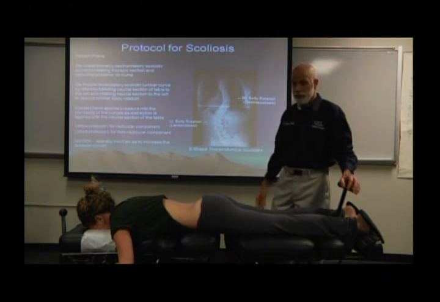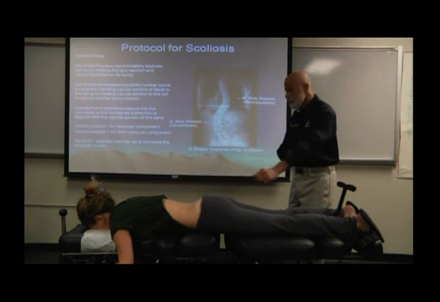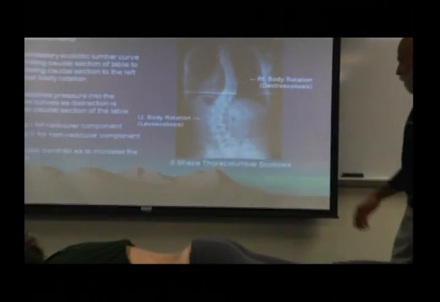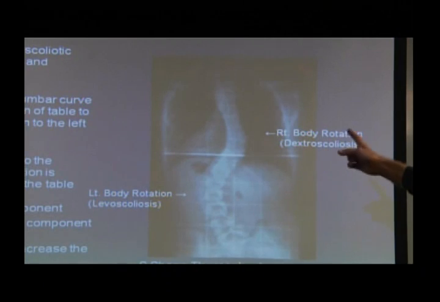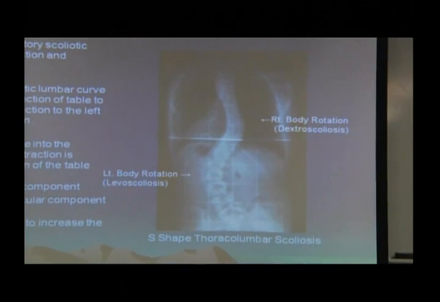we'll say this is Shannon's x-rays right there, and that's a standard configuration for an S-shaped thoracolumbar scoliosis. Lumbar spine is deviated laterally to the left. We call that a levoscoliosis. The thoracic spine is laterally deviated to the right, and that's a dextroscoliosis.